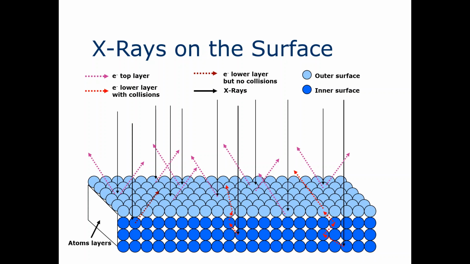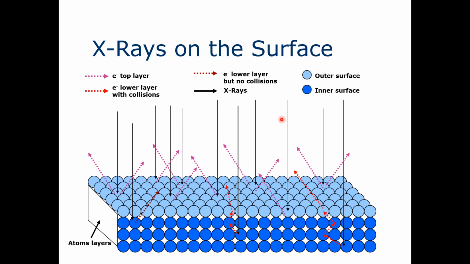You can typically observe that here we have atomic layers. These are the atomic layers, you can check for yourself. From the top, the arrow signs indicate the X-rays, the possible X-rays during the XPS analysis. The dark blue represents the inner layers of the atom, and the light blue is the top layers, or you can say the outer surface of the atom.